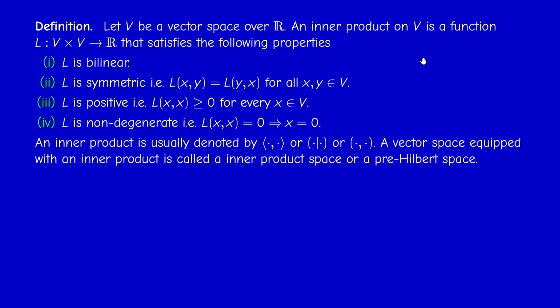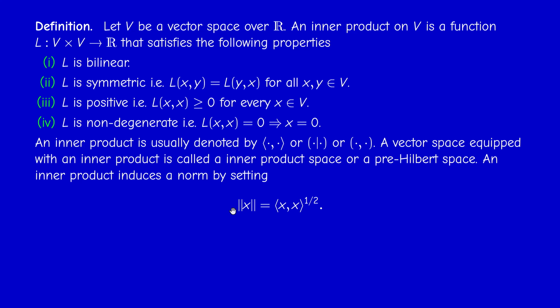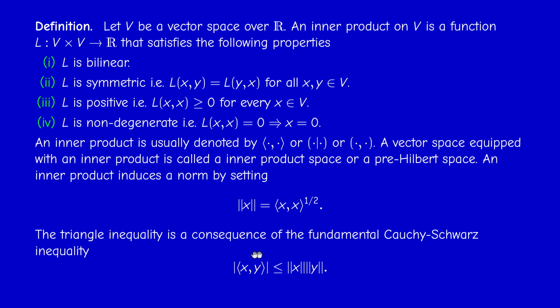Since the inner product of x by itself is non-negative, when you take its square root, we obtain a norm. This is the norm associated with, or induced by, the inner product. Of course, we have to check the triangle inequality, which is less trivial than the other properties. But this is just a consequence of the Cauchy-Schwarz inequality, which states that in absolute value, the inner product of two vectors is at most the product of the norms of each vector. So the triangle inequality is just a consequence of this fundamental inequality.